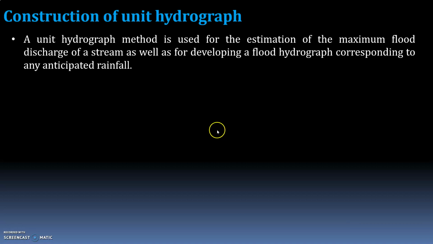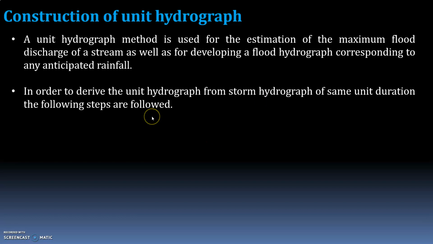A unit hydrograph method is used for the estimation of the maximum flood discharge of a stream as well as for developing a flood hydrograph corresponding to any anticipated rainfall. In order to derive the unit hydrograph from a storm hydrograph of the same unit duration, the following steps are followed.